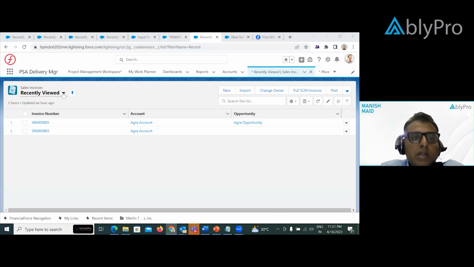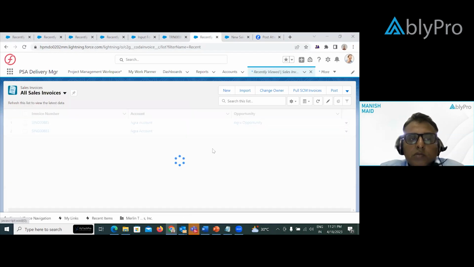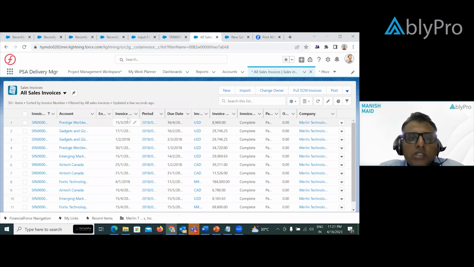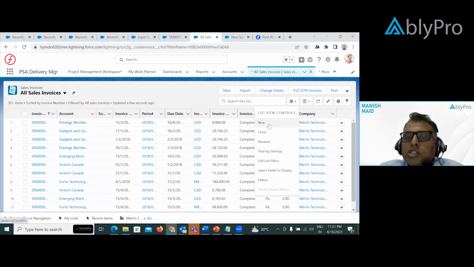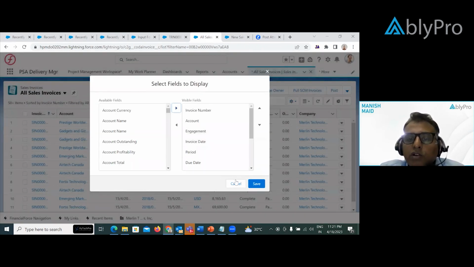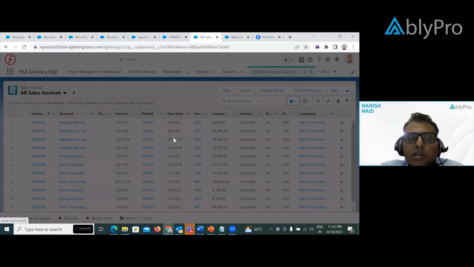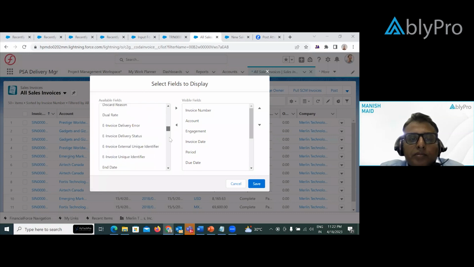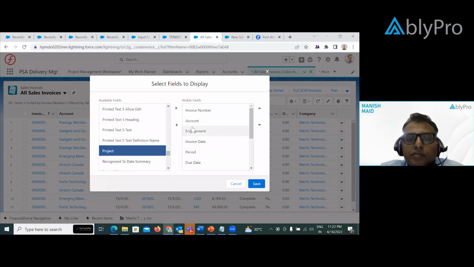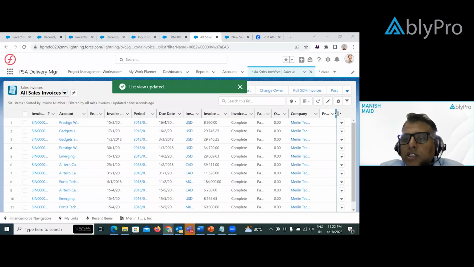So now I'm saying all the sales invoices. This is a list view. If I want to create my own list view, I can create a new list view here. And in that list view, I can add fields to display. We can select the fields which we want to display. Right now, if you see, there are fields which end here. If I want one more field to be part of this list view, I can just go to select fields to display. I can say project, move it to the right side and save. And you see a project field is also displayed here.